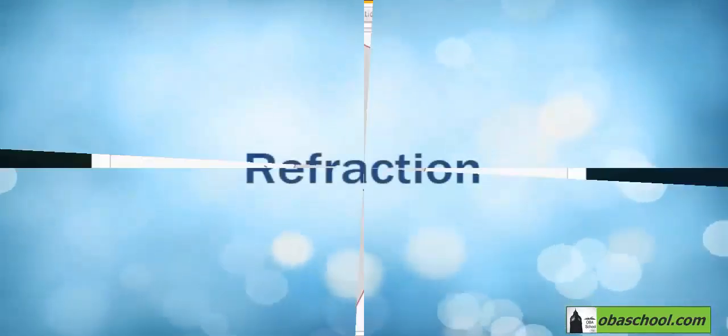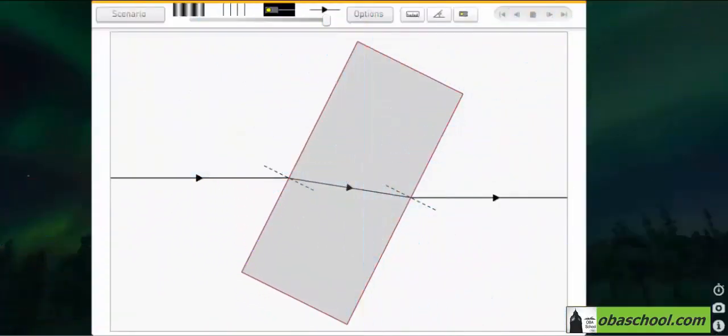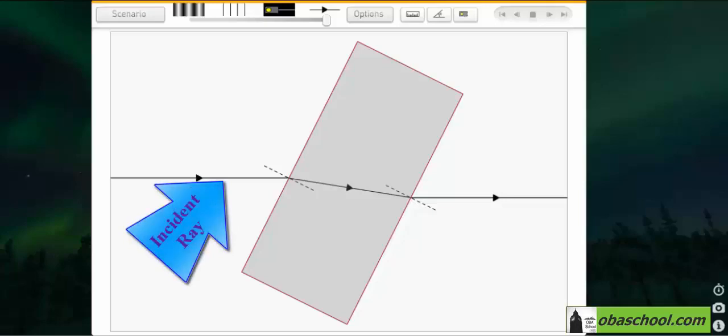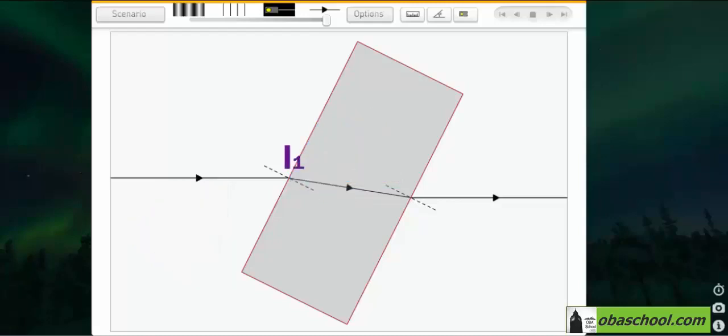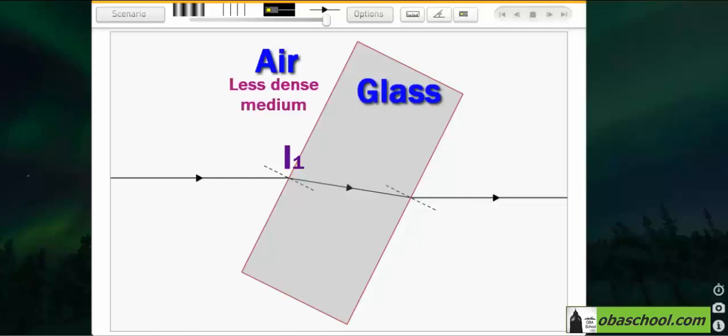Refraction. Here's the glass block and the ray of light that is refracting. Let's work on it. First of all, as you can see, the point where the incident ray first hits the boundary between two mediums is called the incident point. We'll call it I1, between air and glass.